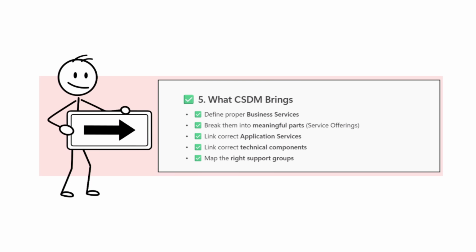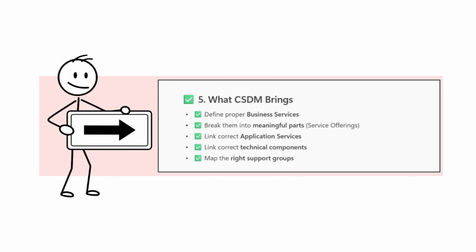CSDM tells you to create a proper business service, break it into meaningful parts, which we call service offerings. Now link the correct application services and then link the correct technical components. And then, most importantly, map the correct support groups.